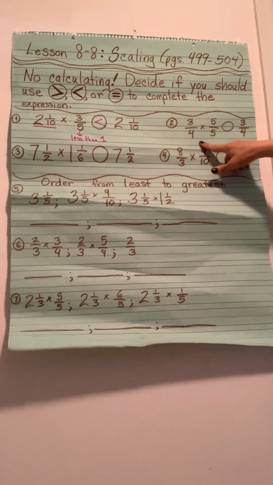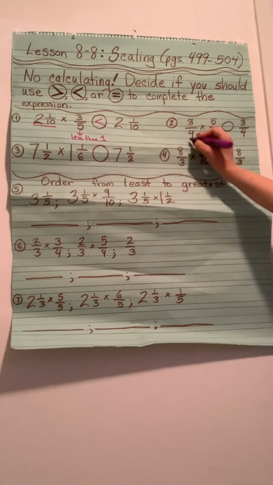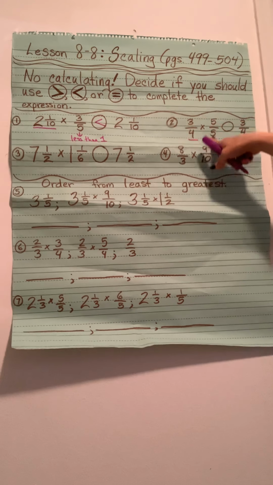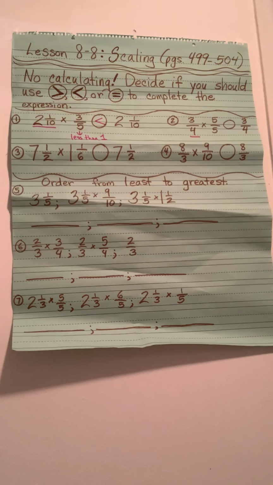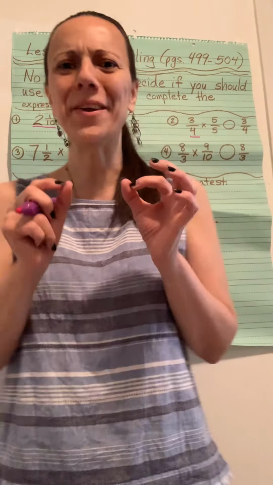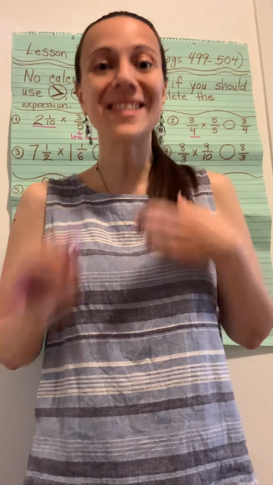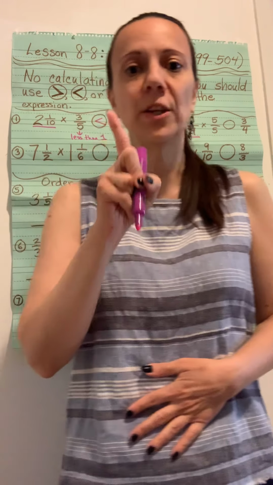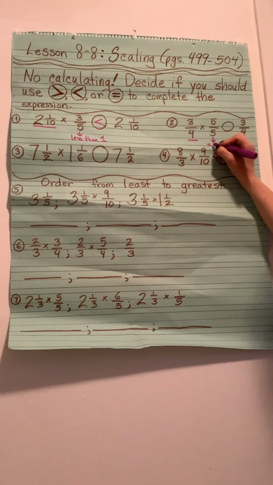Okay. Now if I look at number 2, I'm taking 3/4 times 5/5, and I want to know if my answer is going to be greater than, less than, or equal to 3/4. You should be noticing something right away about 5/5. 5/5 has the same numerator and denominator. And as we know from all our fraction work, if the numerator and denominator are the same, that means it is equivalent to 1 whole. So I know that this is equal to 1.